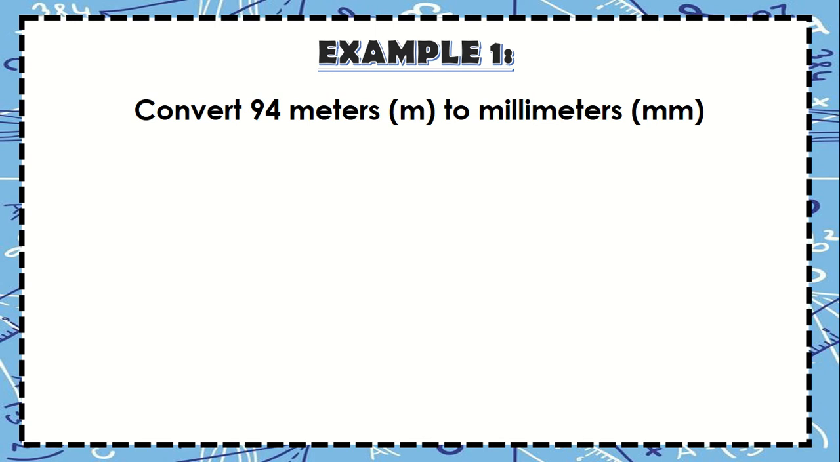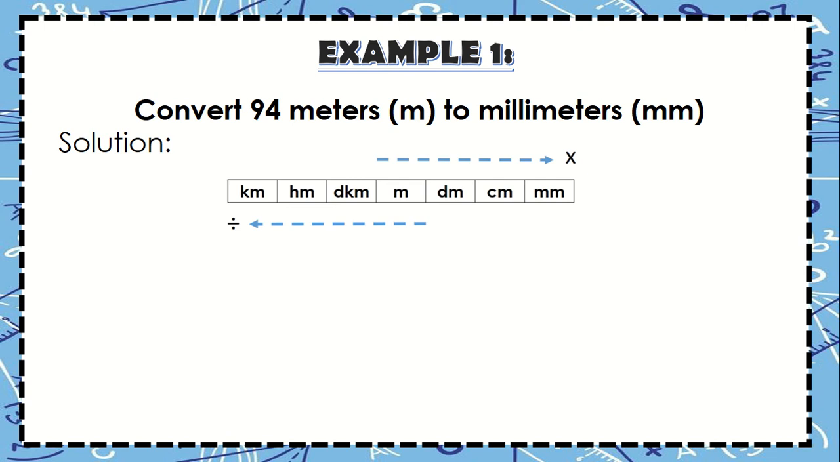For example, you are going to convert 94 meters to millimeters. Balikan natin yung ating illustration. So, nasaan yung meters natin dyan? So, eto. Asan yung millimeters? Nandito siya sa kanan. So, magmumultiply tayo. Multiplication ang operation natin kasi papunta siya sa smaller unit. Ilang steps? Meter to decimeter, 1 times 10 yon. Decimeter to centimeter times 10 ulit.